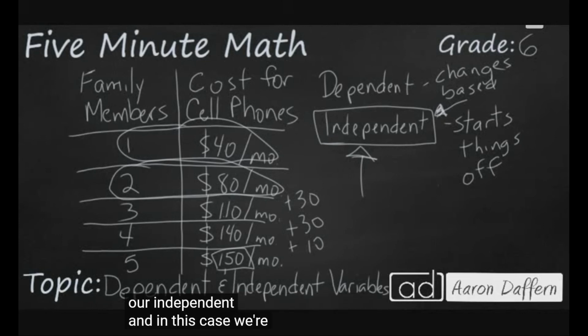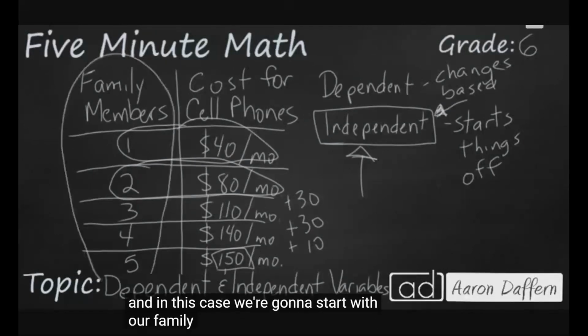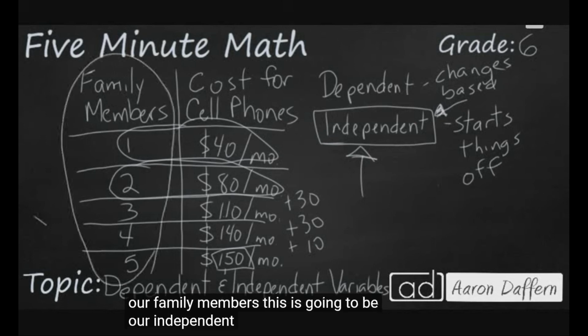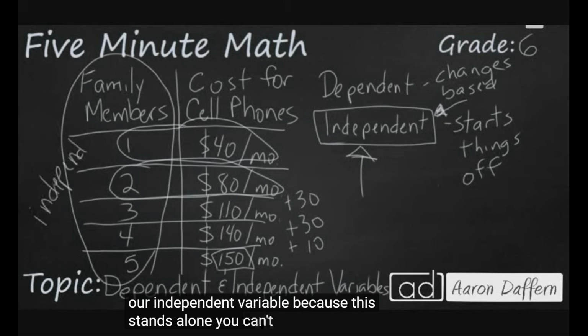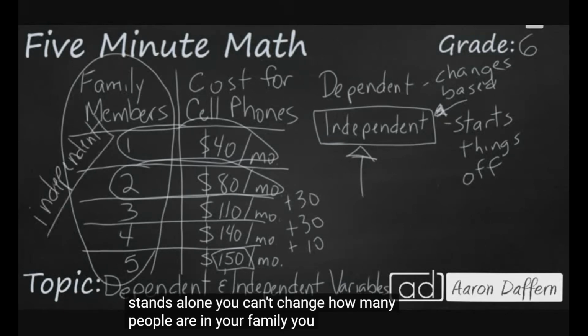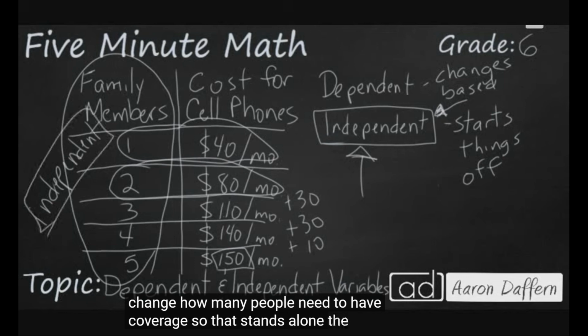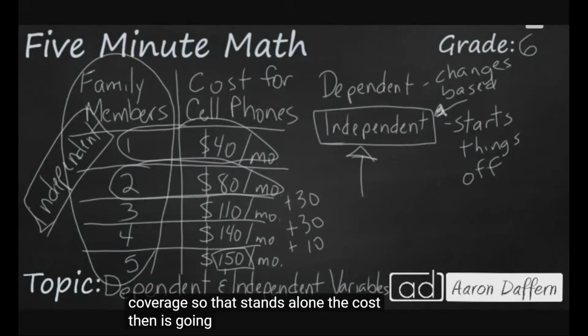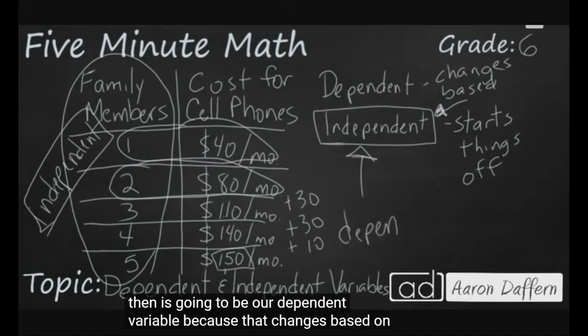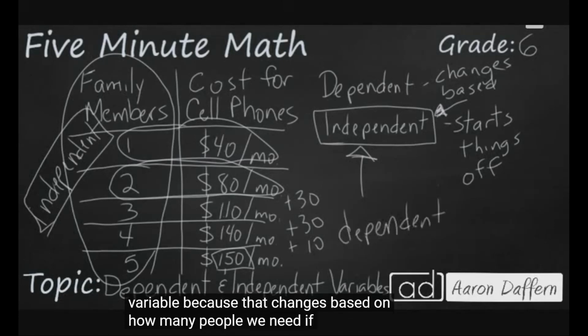And in this case, we're going to start with our family members. This is going to be our independent variable because this stands alone. You can't change how many people are in your family. You can't change how many people need to have coverage, so that stands alone. The cost then is going to be our dependent variable because that changes based on how many people we need.